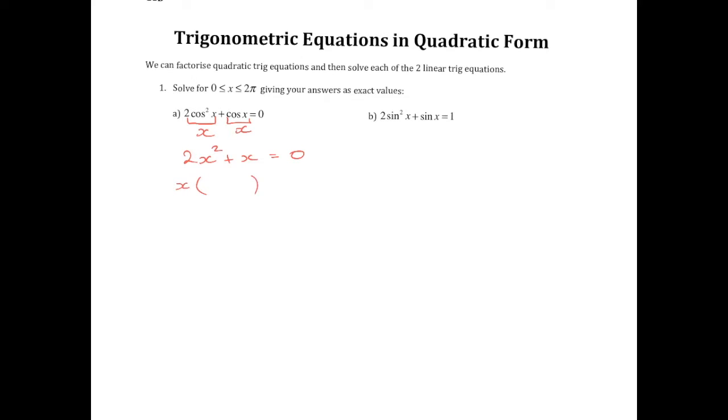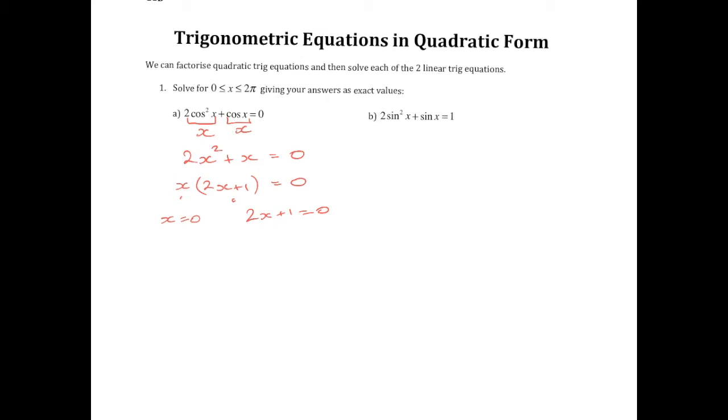Usually, you would take x out, get 2x plus 1 in there, equals 0. And then if that times that equals 0, then either x equals 0 or 2x plus 1 equals 0. That's how we would do it if it was just a normal quadratic. But we can do the exact same thing using cos x.